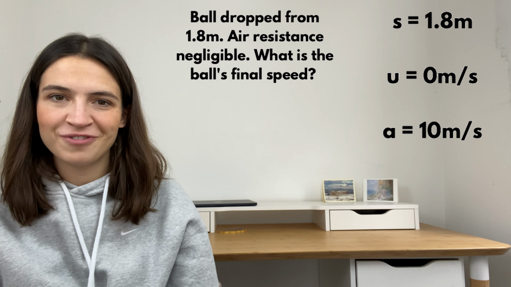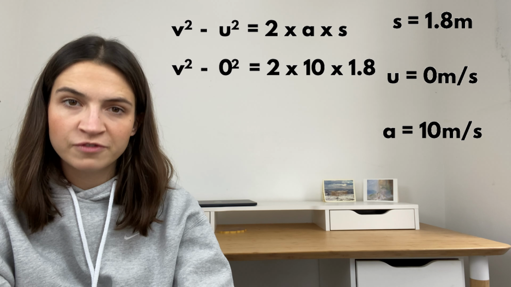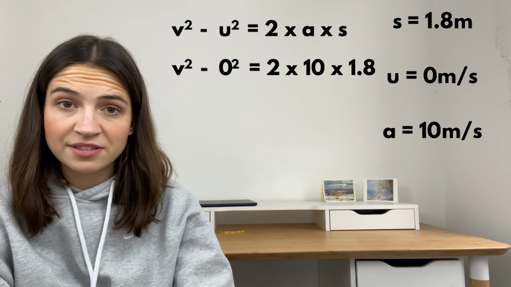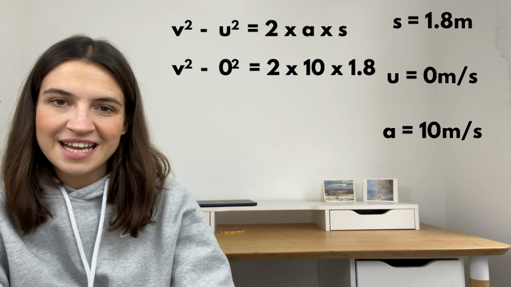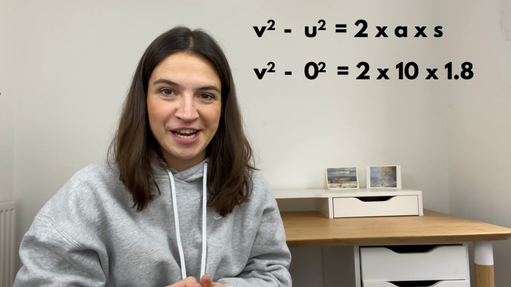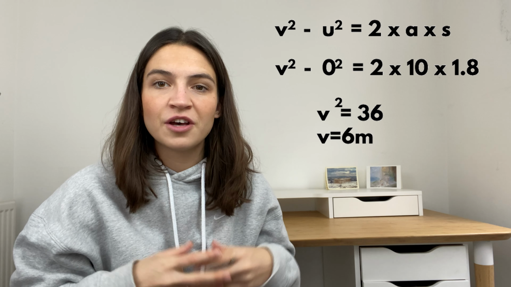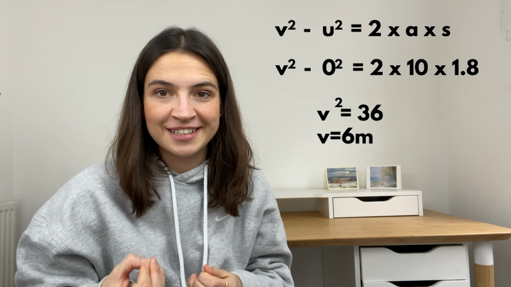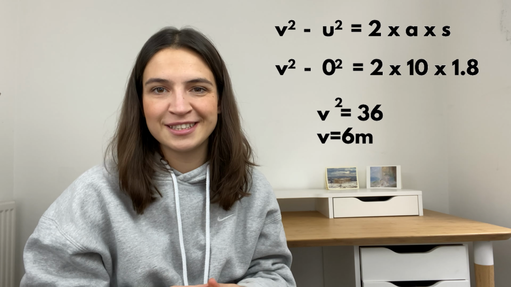I can find v. v squared minus u squared equals 2as. v squared minus 0 squared equals v squared. And then on my right hand side, I have 2 times 1.8 is 3.6, times 10 is 36. So v squared is equal to 36. Therefore, v is equal to 6 meters per second.